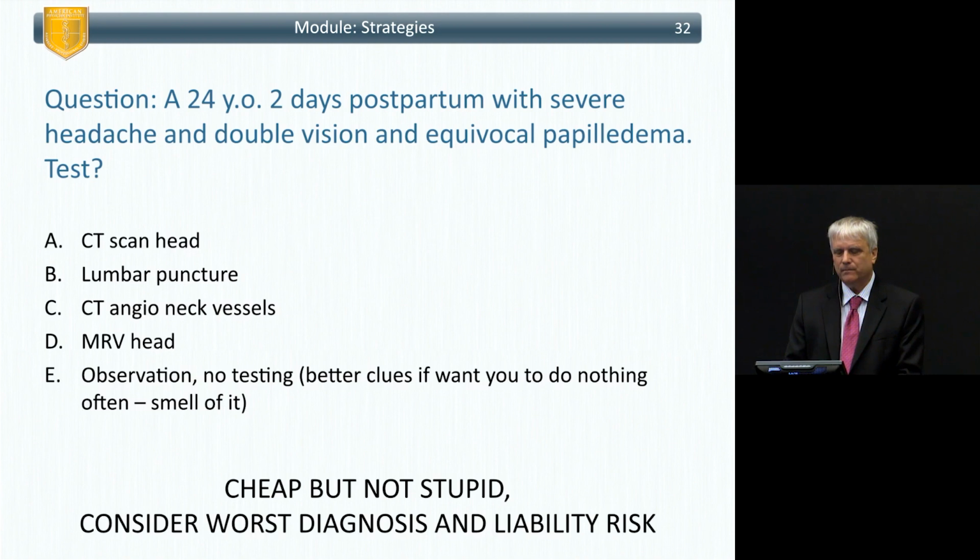24-year-old, 2 days postpartum with severe headache and double vision, equivocal papilledema. What test should they get? CT of the head, lumbar puncture, CT angio of the neck vessels, MRV, observation, no testing. Okay, so it would be debatable. What this person should probably have is an MRV, and that's not really a family medicine question that much because they're likely to have a dural sinus thrombosis, and MRV is better than MRA. CT would be okay, but it's not perfect. You don't want to do an LP until you've done an imaging study, and there's no great reason to do an angio. But this one's just to teach you that sometimes observation and no testing is a good choice.